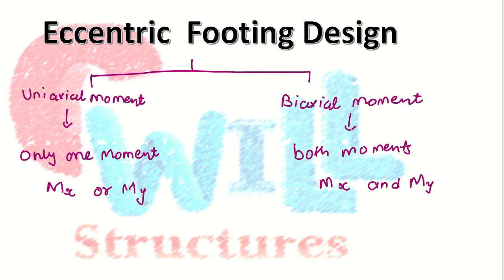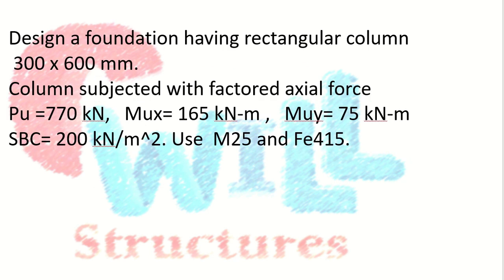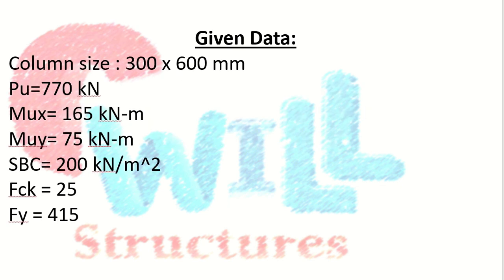Now let's see one example here. Design a foundation having the rectangular column 300 by 600 mm. The column is subjected to the factored axial force Pu 770 kilonewton. Moment about x is 165 kilonewton meter and the moment about y is 75 kilonewton meter. All of these moments are also factored moments. The soil bearing capacity is 200 kilonewton per meter square and you can use M25 Fe 415. Now let's see the given data which is given here.